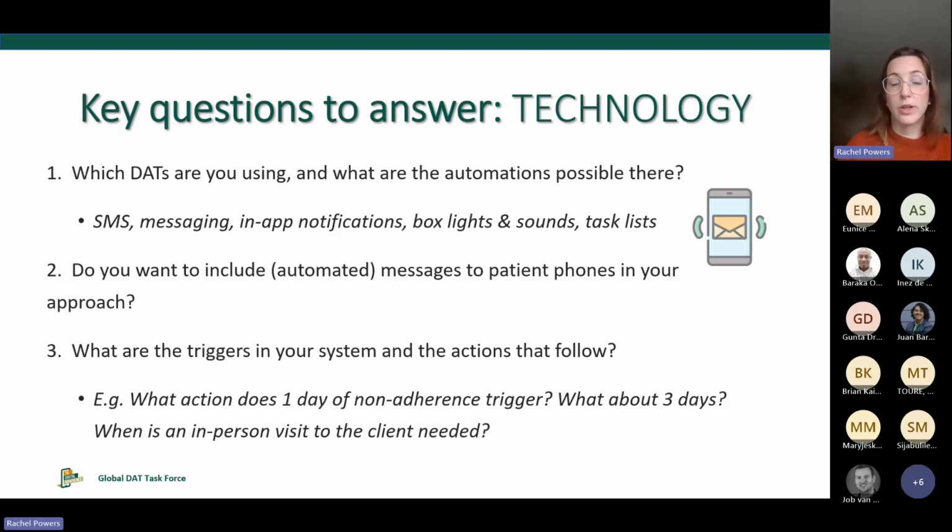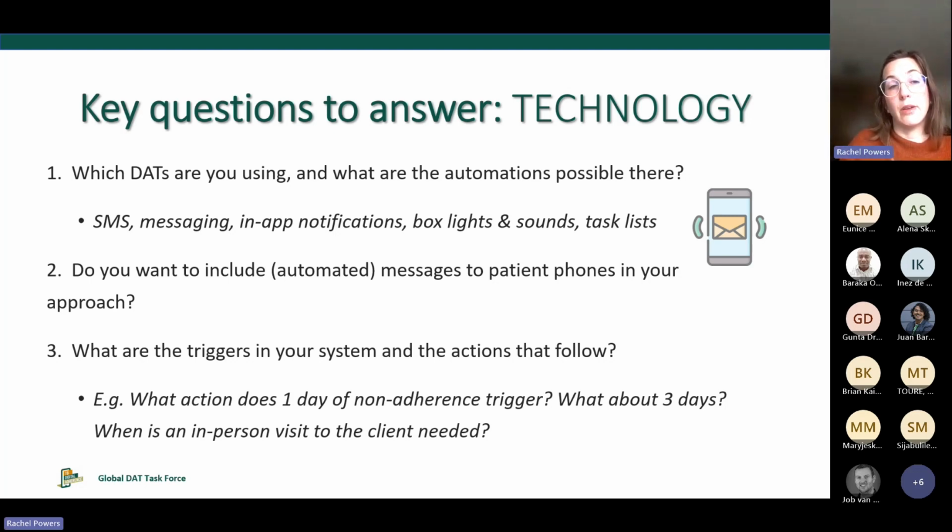If you have someone that's already using VST, then you know that they have a phone. You can do things like SMS or other sorts of messaging. You can do in-app notifications. If you have someone who's using a box, you know that you can use the box lights, LED lights, and alarms from the box, and those can be interventions for the patient on the smart pillbox. You can also think about, depending on the platform, what kind of task lists you might want to create for the providers giving support.